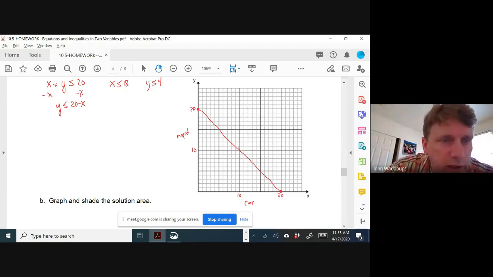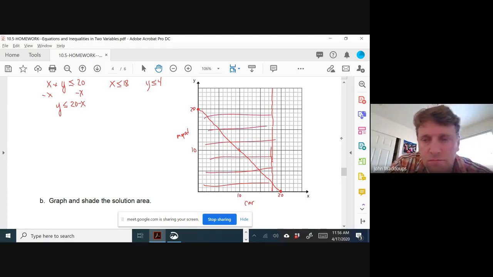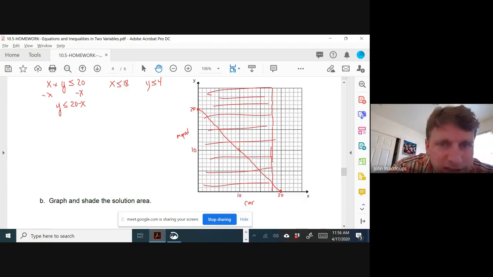So I draw my line. X has to be less than or equal to 18, so X equal to 18 is a vertical line down here. And X less than 18 is to the right of that line. Y less than or equal to 4 is a horizontal line.